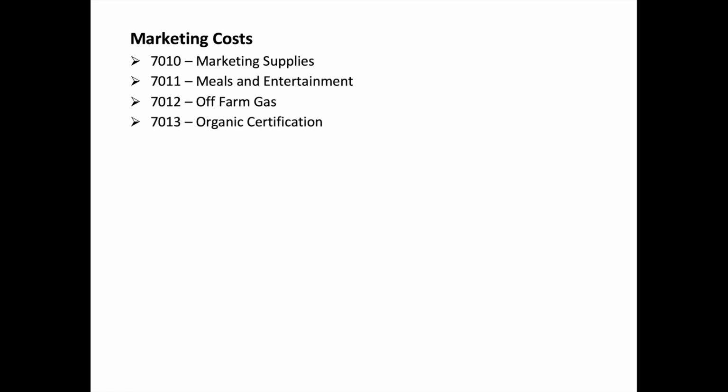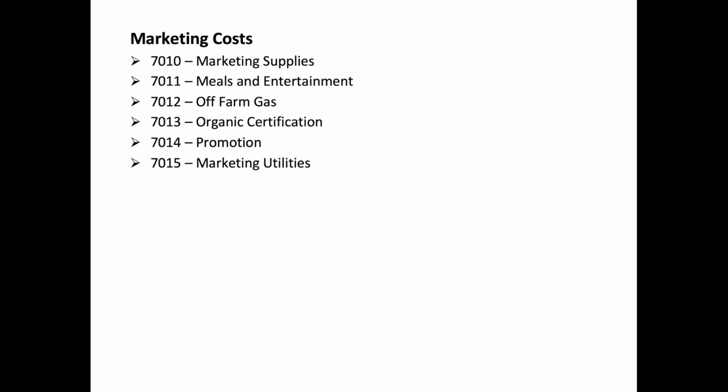Organic certification costs are tracked here under marketing costs because the organic certification is a good marketing strategy that allows you to command a higher price for your products. Promotion is for costs incurred while promoting your products, for example, for printing a business card or coupons or flyers.